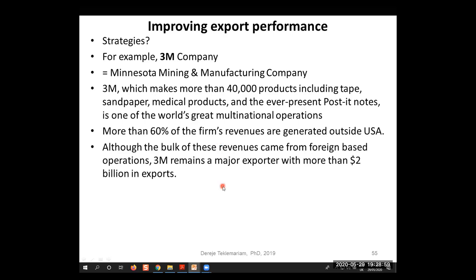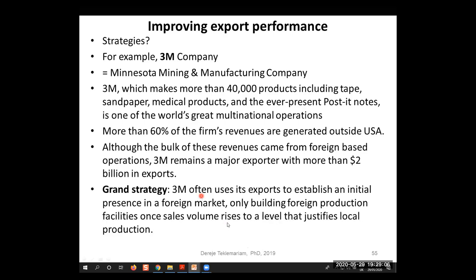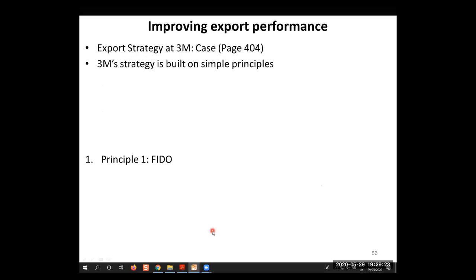More than 60% of sales are generated outside the USA. So the grand strategy for this company is that it uses its exports to establish an initial presence in a foreign market, and only then builds foreign production facilities. Please go to page 404 in the case material, in the textbook that I shared with you.